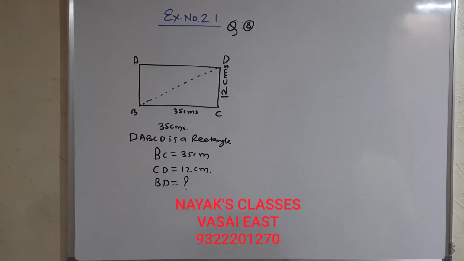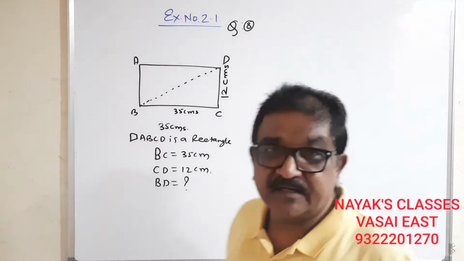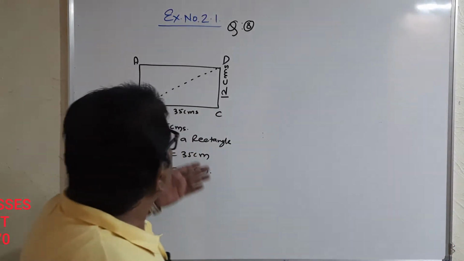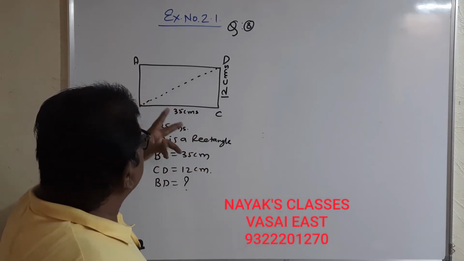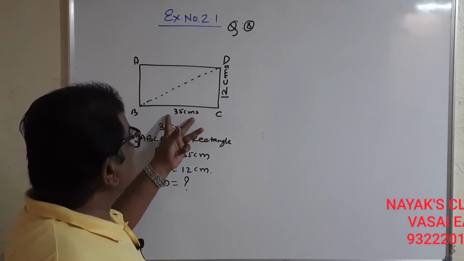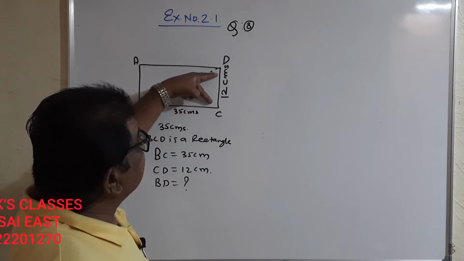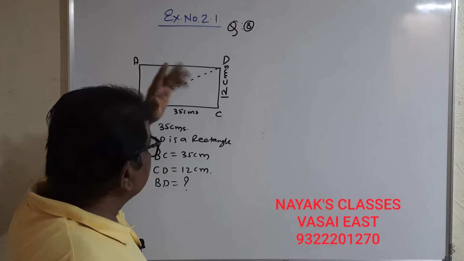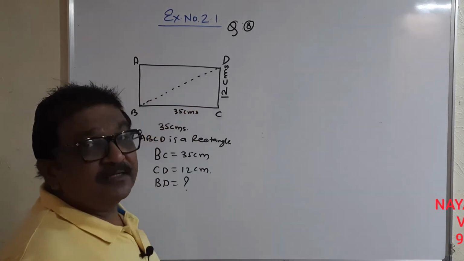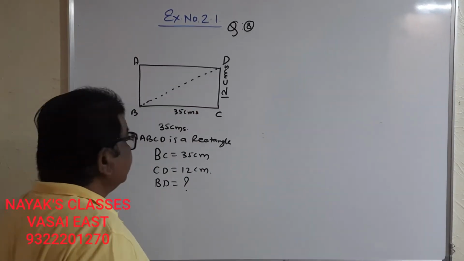So we are starting the 8th example in which a rectangle is given. Quadrilateral ABCD is a rectangle and length is 35 centimeter. Breadth is 12 centimeter and they have asked us to find the length of the diagonal.